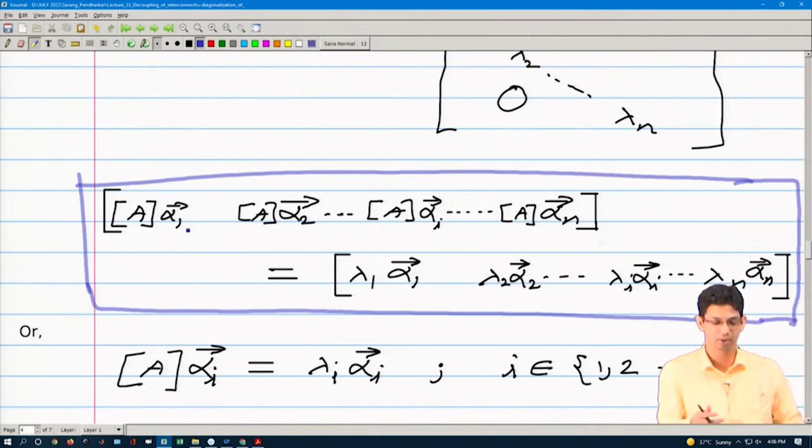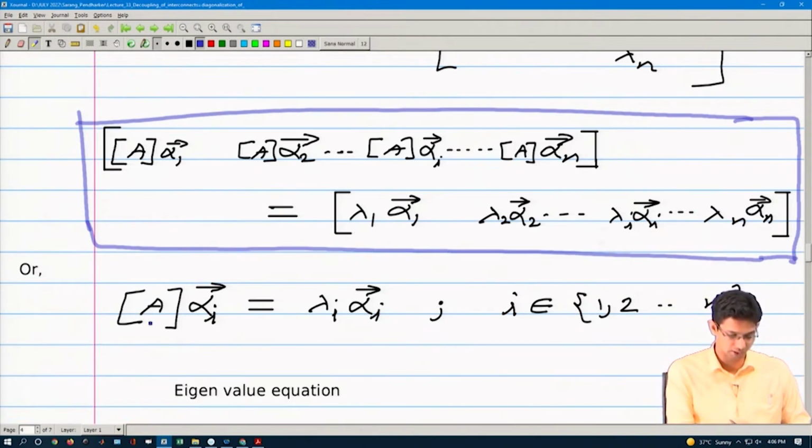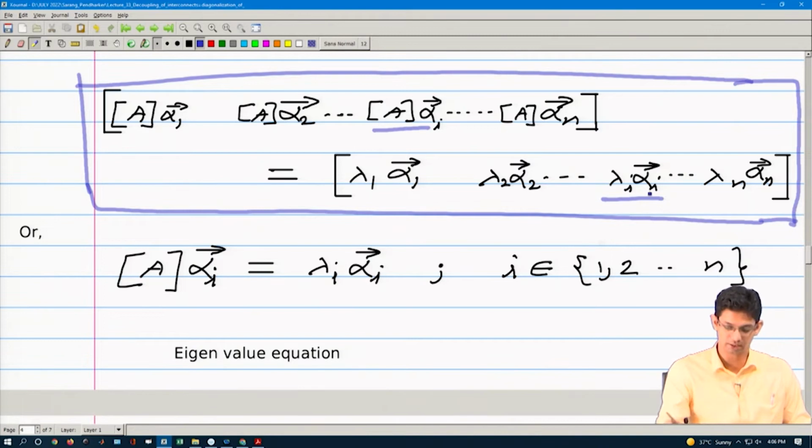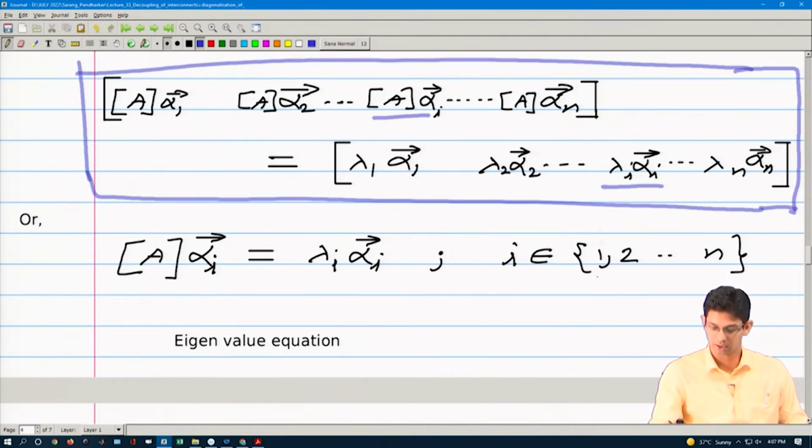Now, if this equality has to be true, then what it means is that all the elements have to be equal. So, all the columns have to be equal. So, if I take say the ith column, this should be equal. So, I can then finally write this equality in this form. So, A into alpha i is equal to lambda i into alpha i. Here i belongs to this range 1 to n. So, for all values of i going from 1 to n, this should be true.